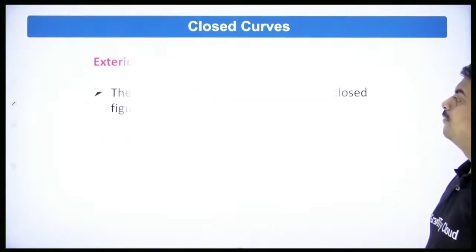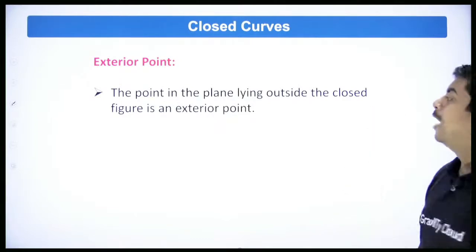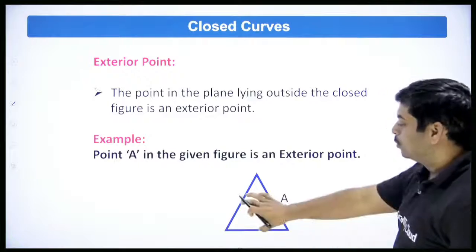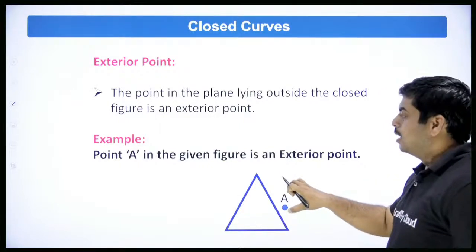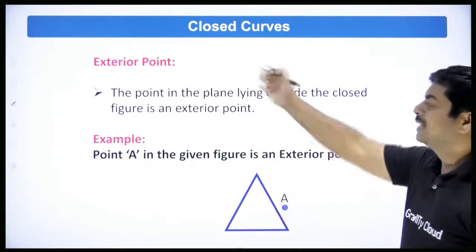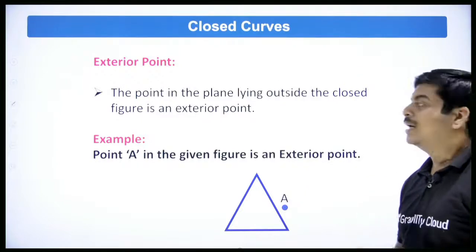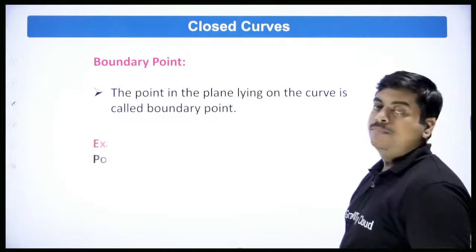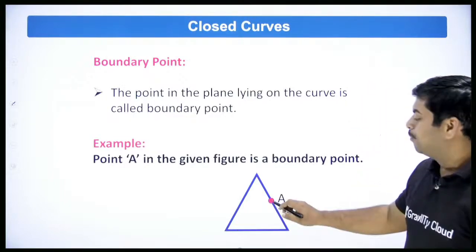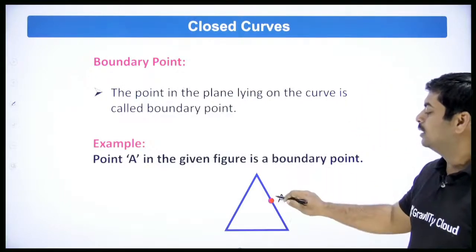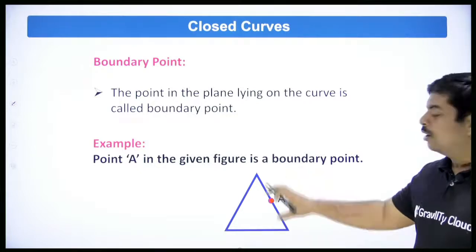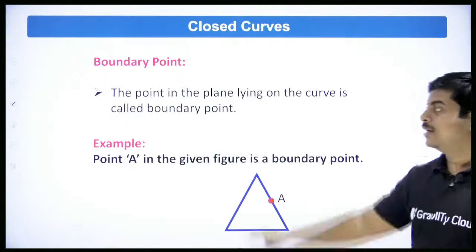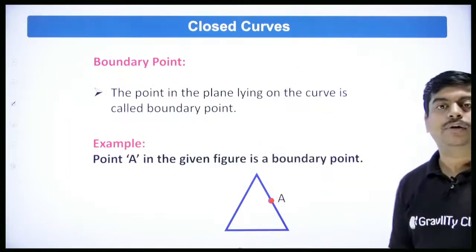Right. The same way, exterior point, the point in the plane lying outside the closed figure. You can see here, point A is outside the closed figure. Correct? So if that point is outside, we say it is an exterior point. And we have a point on the boundary which is called boundary point. You can see that point is on the triangle or on the closed surface. Right? So we can say that it is a boundary point.